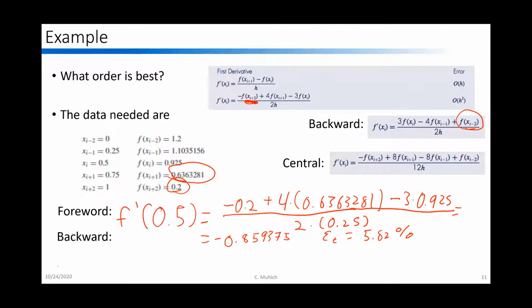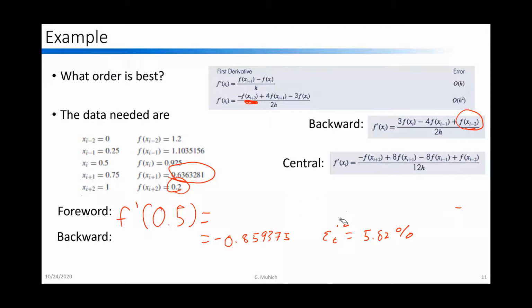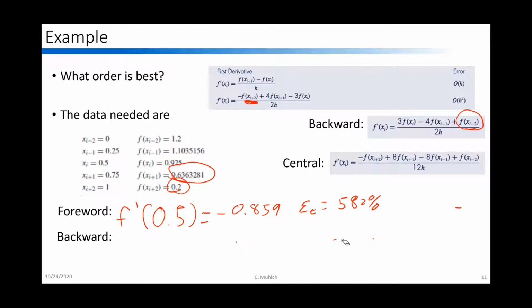Excellent. So now we've done the forward estimate, we can go in and do the backwards estimate. I'm going to clean this up just a little bit so I have some space. I'll put this 0.859 and my error estimate up here so I can go in and do that backwards difference. Okay, so in this case we have 0.5. We're going to now use this formula. We can go a little bit faster.